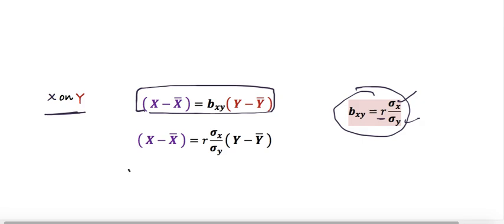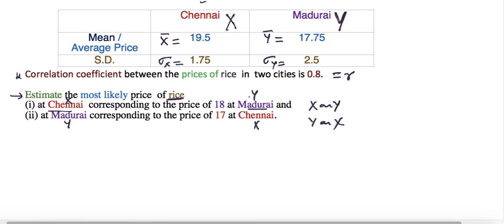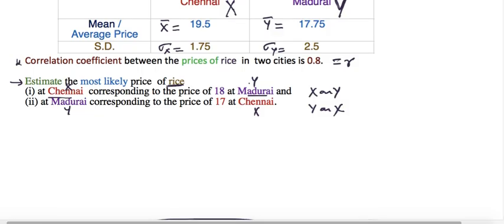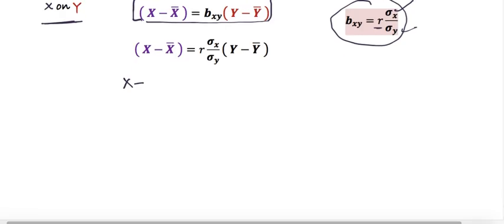So we can get x minus x bar. So we can see what is x bar here. X bar is 19.5 and y bar is 17.75. Sigma x is 1.75 and sigma y is 2.5 and r is 0.8. So let us put in the value. So x bar over here is 19.5. r is 0.8, standard deviation of x is 1.75 and standard deviation of y is 2.5.